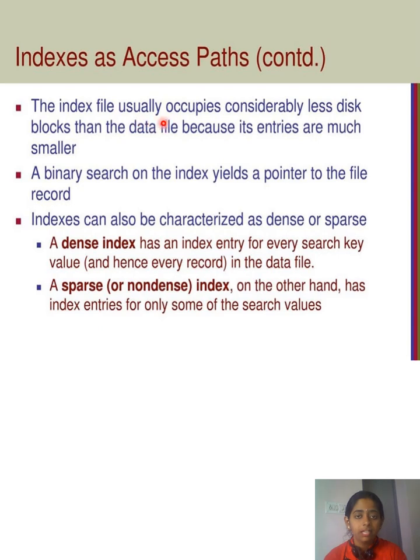The index file usually occupies considerably less disk blocks than the data file because its entries are much smaller. A binary search on the index yields a pointer to the file record. Indexes can also be characterized as dense or sparse. A dense index has an index entry for every search key value and hence every record in the data file. A sparse or non-dense index, on the other hand, has index entries for only some of the search values.